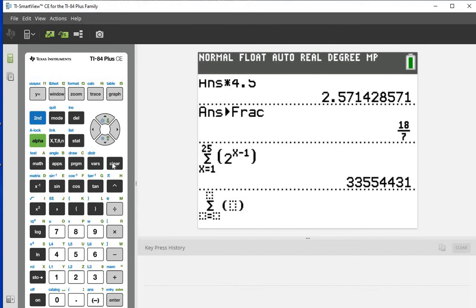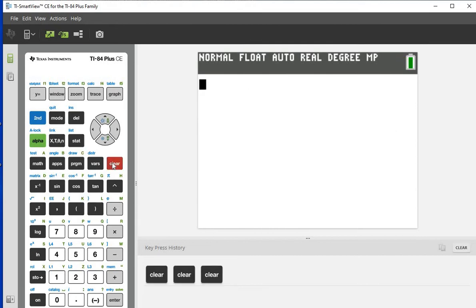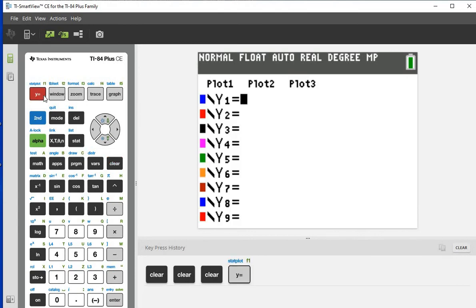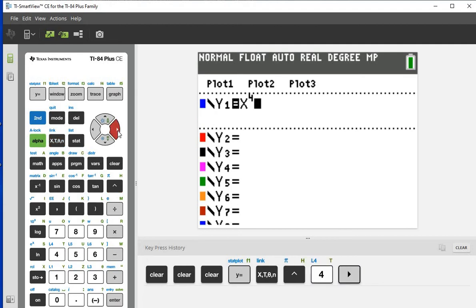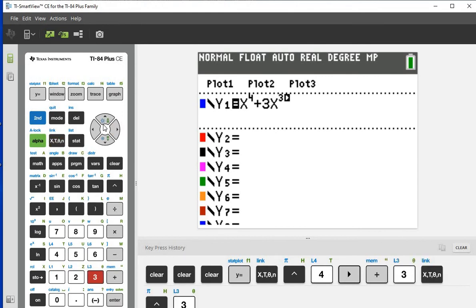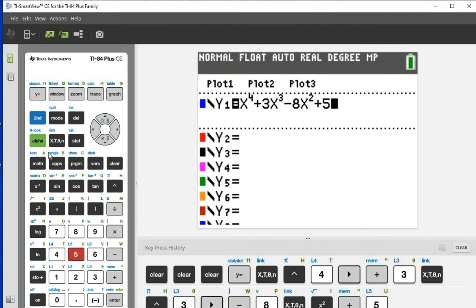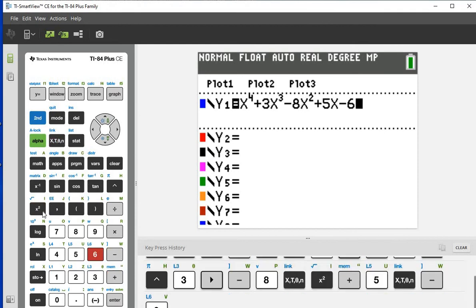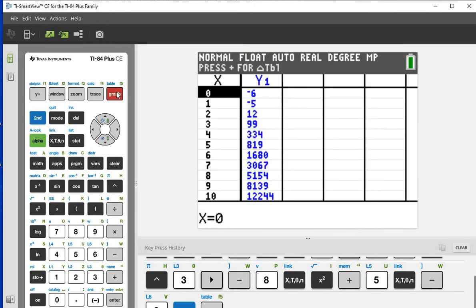Okay, and let's put in our problem. I'm going to go to y equals, just because it's easier for me to do y equals than to type it 47,000 times, or to type a number in. I'm going to do x to the 4th plus 3x to the 3rd minus 8x squared plus 5x minus 6. And then I'm going to go to the table. And the number they wanted us to do is -5.